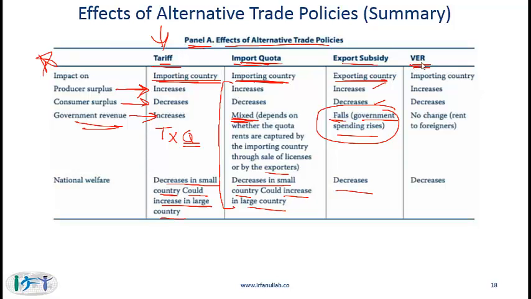With a voluntary export restraint, the impact is on the importing country. The producer surplus increases, consumer surplus decreases. There is no impact on government revenue. Remember, the benefit is being captured by the exporter and the national welfare goes down.